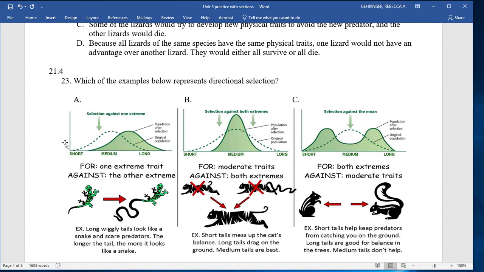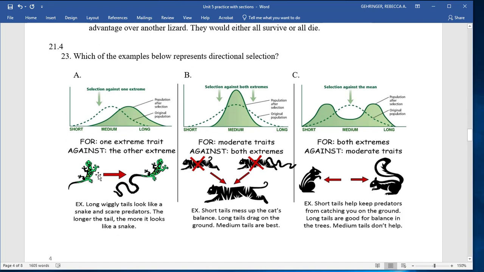23, which of the examples below represents directional selection? So directional selection is selecting for one extreme. So A here is the example that shows directional selection. Do you remember the other types of selection? So in B, we're selecting against short tails and against long tails, so selecting for a moderate trait. B is called stabilizing selection. And then C, we're selecting against the middle, and we're selecting for both of the extremes. So C is actually going to be disruptive or diversifying selection.